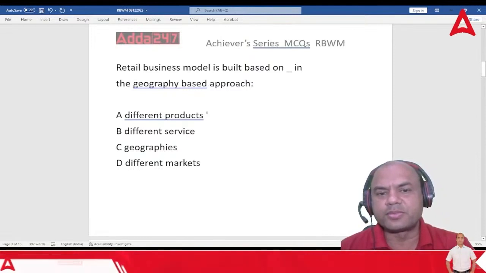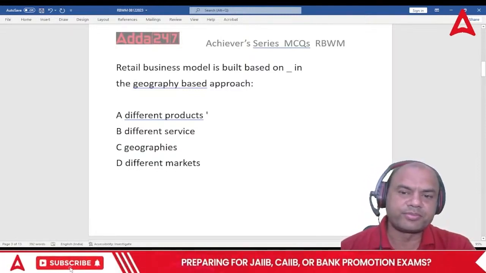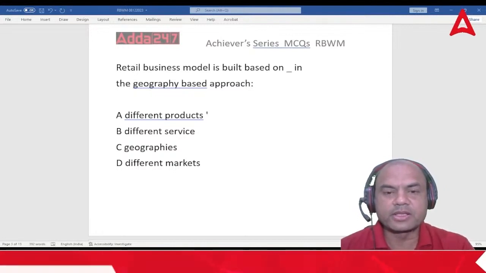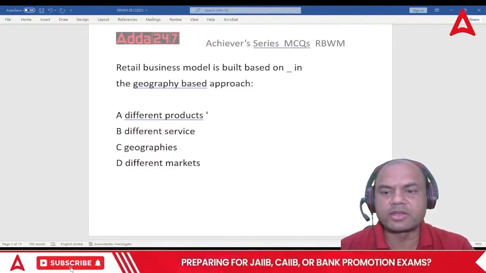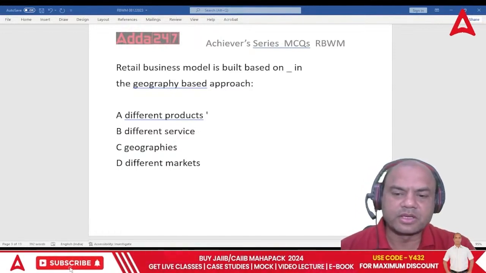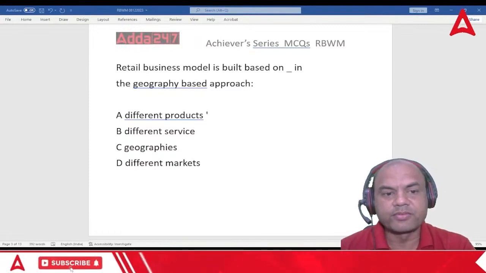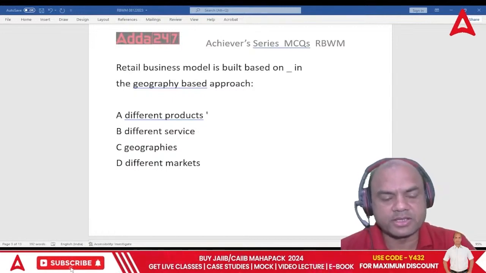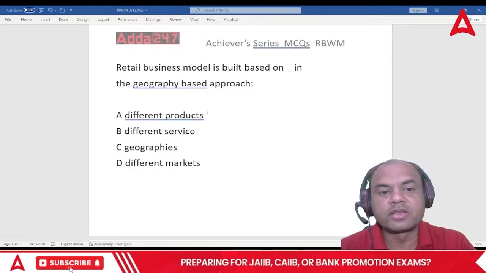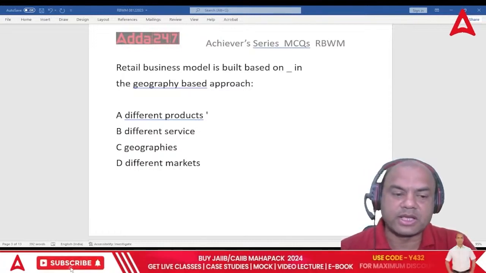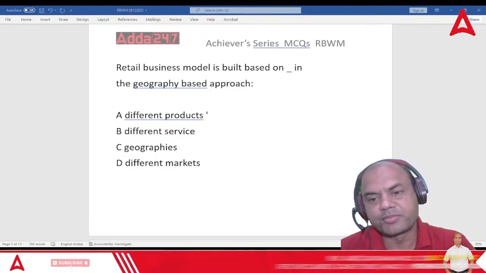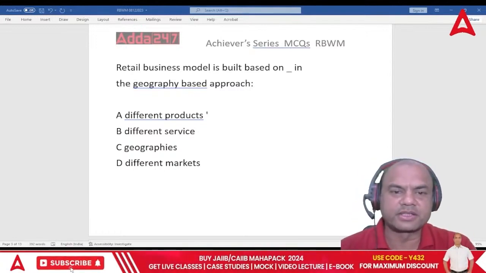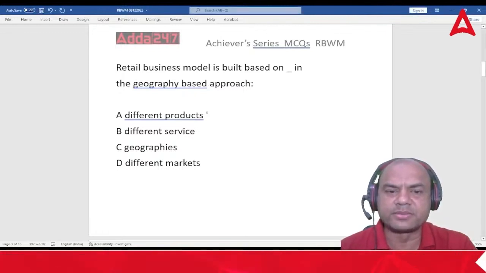First one. A retail business model is built on dash in geography based approach. What can be the answer over here? Think over it, everyone. A retail business model is based on what? Different products, different services, geographies, different markets. It is based on dash in geography based approach. Now this dash you have to fill in. Think over it. The answer is very simple.